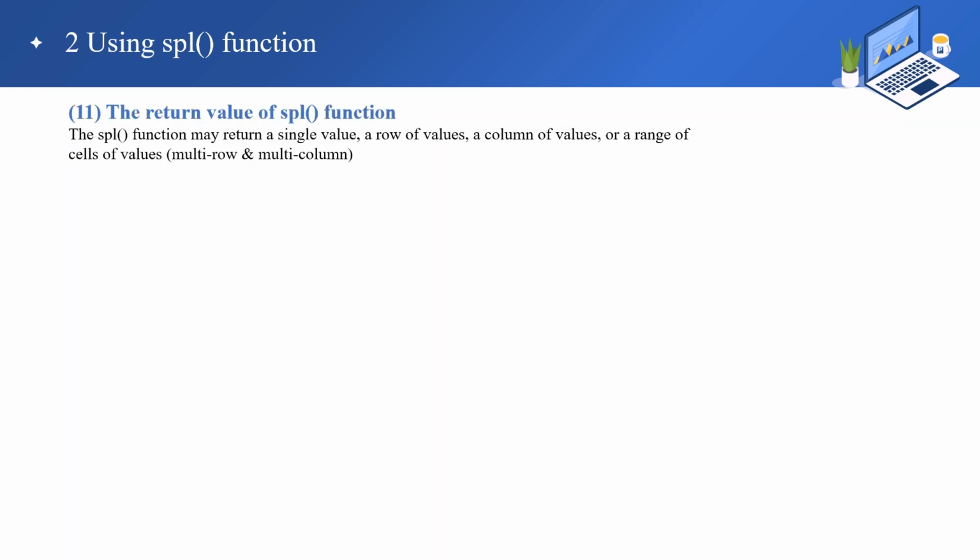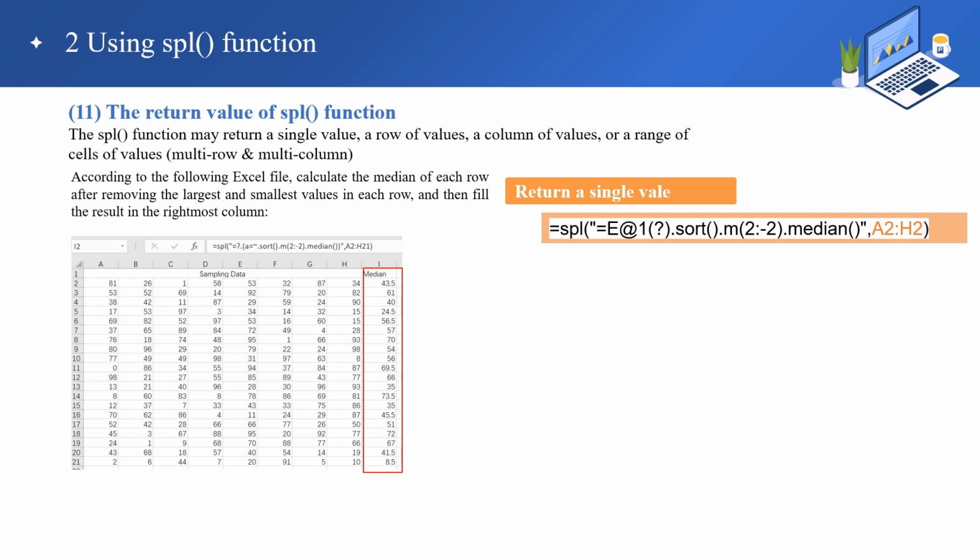Having understood the various parameter types of the SPL function, let's take a look at its return value. The SPL function may return a single value, a row of values, a column of values, or a range of cells of values, multi-row, multi-column. For the example of removing the largest value and the smallest value from each row and then calculating the median mentioned earlier, the code provided is like this. It returns a single value, so dragging the formula is needed to get all results.